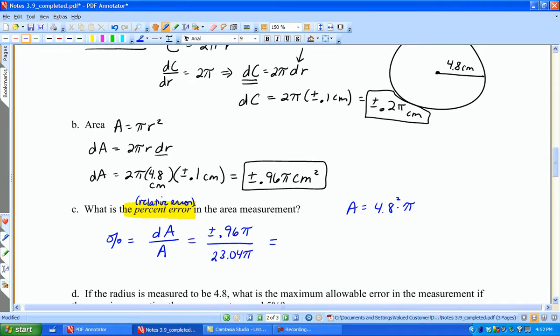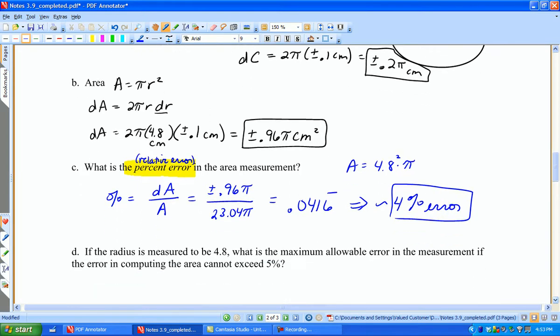Okay, I'm now going to divide these two to turn this into a percent. The pi's cancel, so 0.96 divided by 23.04 gives me 0.0416 repeating. So as a percent, move the decimal 2 places, it's approximately a 4% error. Not exactly 4.16 repeating, but it doesn't say approximate. Usually I put the word approximate on here. Okay, so relatively speaking, not a huge amount of error. You know, like in the polls you see, they always talk about a margin of error in the polls. That's the kind of thing we're talking about.